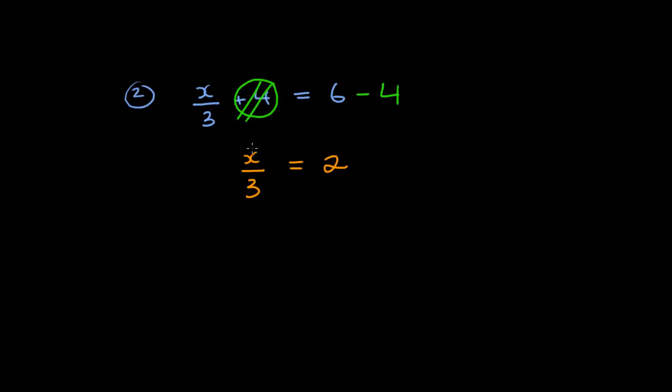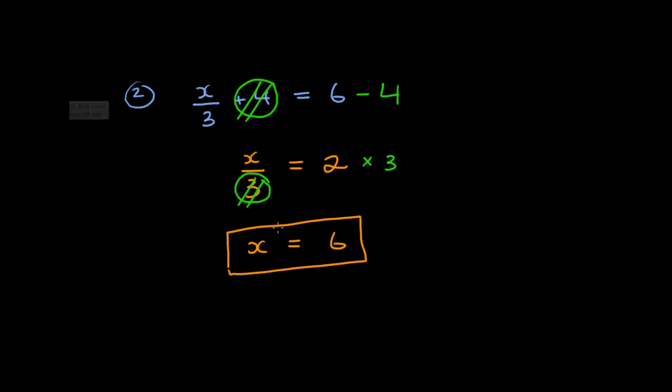Now my second step is to get rid of this divided by 3. How do I do that? Well, remember, if it changes sides, it changes signs. The opposite of divided by 3 is times by 3. So I'm now simply left with x equals, well, 2 times 3 equals 6, and look at that, x is now by itself.